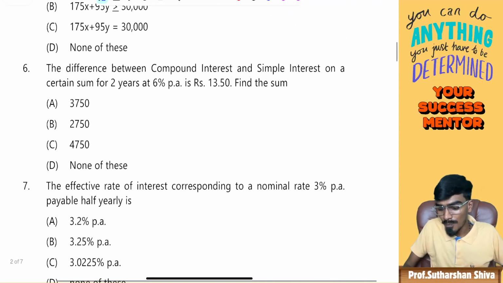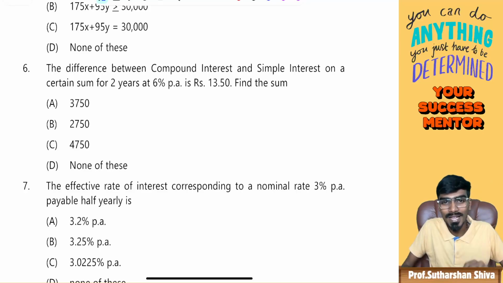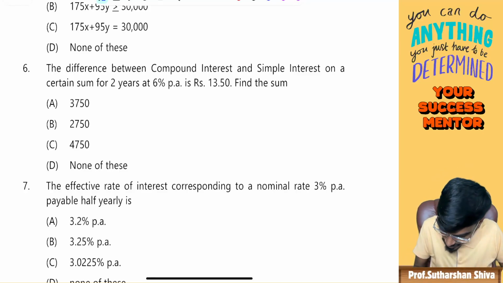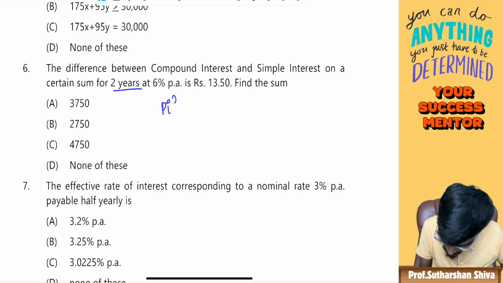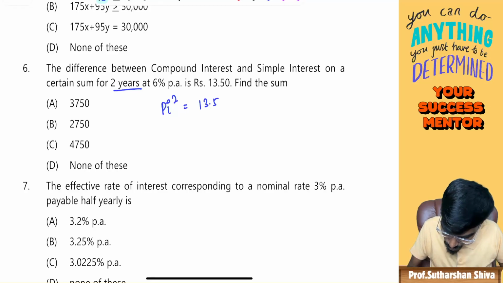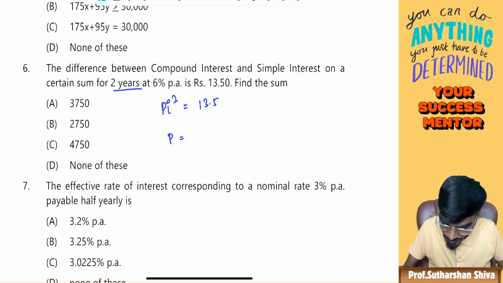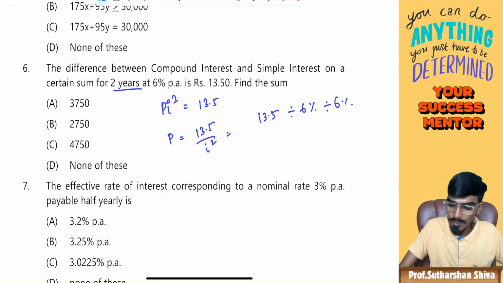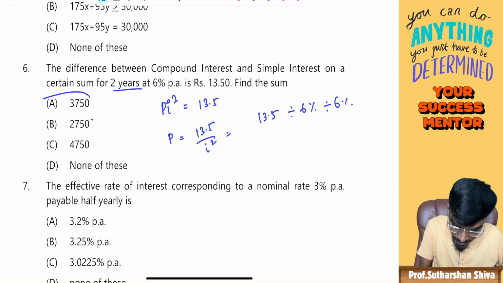Now comes our area, our forte, mathematics of finance, guys. The difference between the compound interest and the simple interest on a certain sum for 2 years at the rate of 6% per annum is 13.5. So 2 years they are asking. We know the shortcut, which is P I square. So P I square is equal to 13.5. They are asking P, that is the sum, equal to 13.5 by I square. So take a calculator: 13.5 divided by 6 percentage divided by 6 percentage. You will be getting 3750.